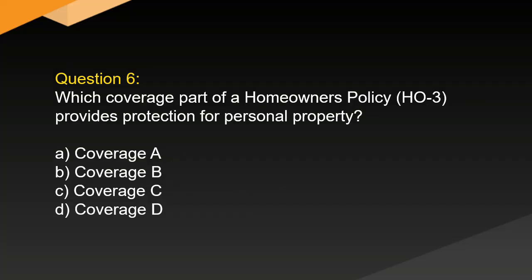Question 6. Which coverage part of a homeowner's policy, HA3, provides protection for personal property? A. Coverage A. B. Coverage B. C. Coverage C. D. Coverage D.